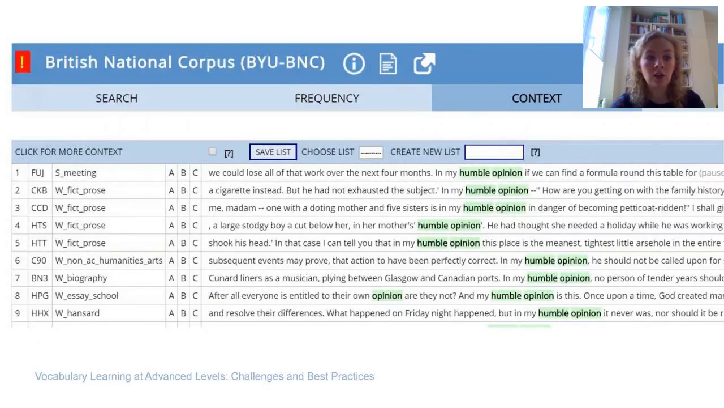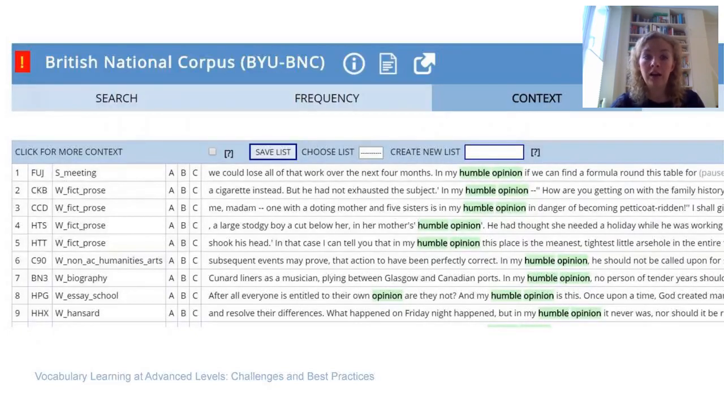language. And if you see non-academic humanities, biography, essay, school, Hans art, to be honest, I have no idea what's Hans art, but no, it doesn't matter. So what conclusions can we draw? This is mostly used in written context, mostly used in fiction prose or some kind of essays, not very much used in spoken language. Of course, it doesn't mean that you can't use it in spoken language. It just means that it's not usual to say that.